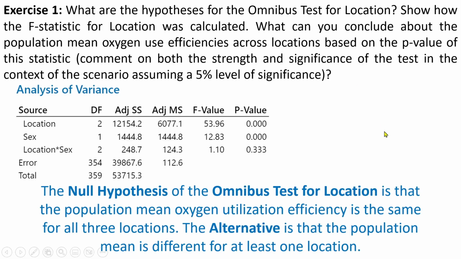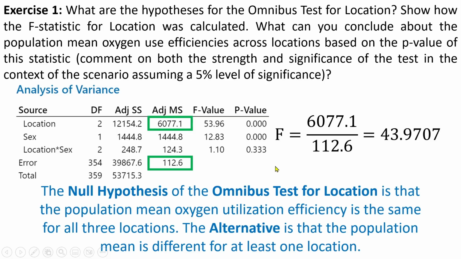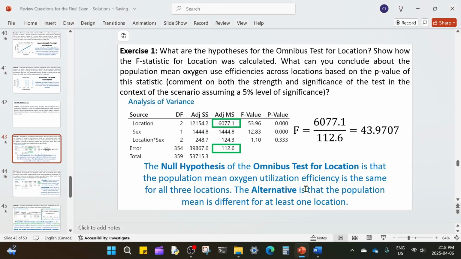Next, show how the F statistic for location was calculated. That F statistic is a ratio of variances. We have the variance that is associated with differences in location, and we compare that with the variance associated with individual differences between goats. That ratio turns out to give an answer of 43.9707. And I just noticed that that's different than the F statistic that's in the table. So probably when I wrote down this answer, I put 43 instead of 53. So let me just double check that.